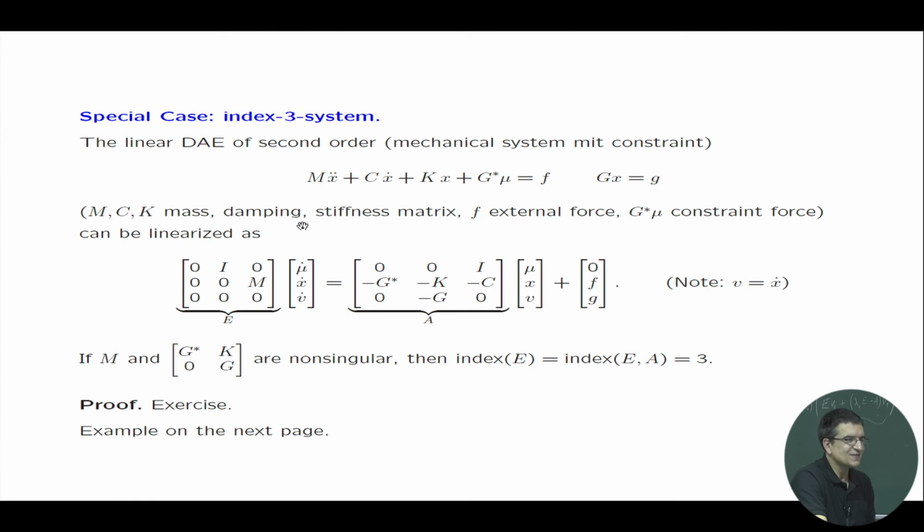At last, let me give another interesting example. In mechanics, you often consider differential algebraic equations of second order. So they are of this form. Here M is a mass matrix, C is a damping matrix, and K is a stiffness matrix. And you may have some constraint forces here, because the motion of the system is constrained by a certain equation.